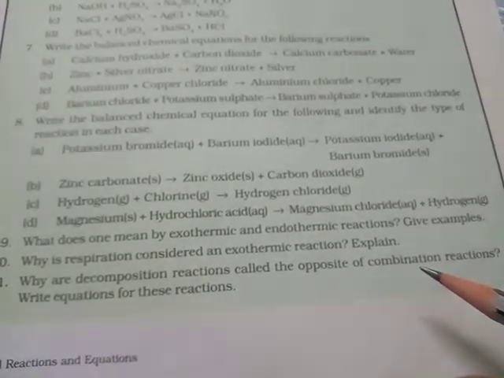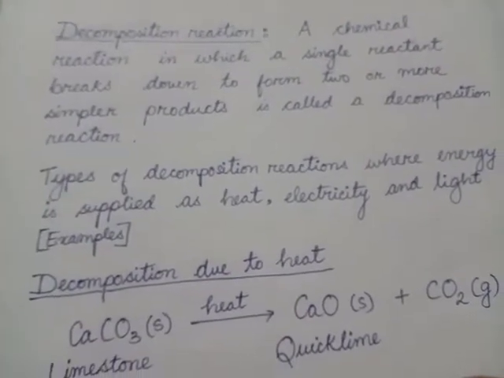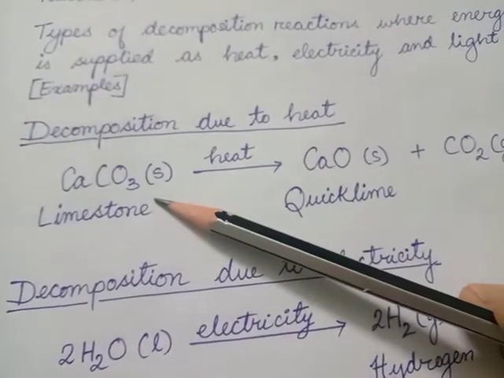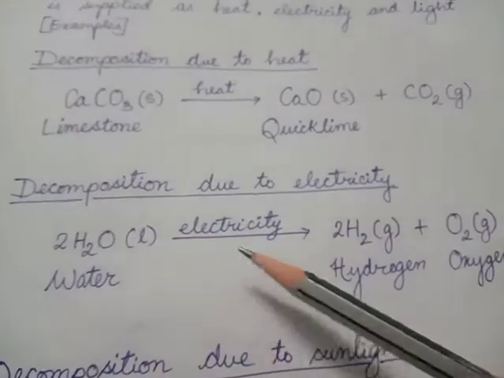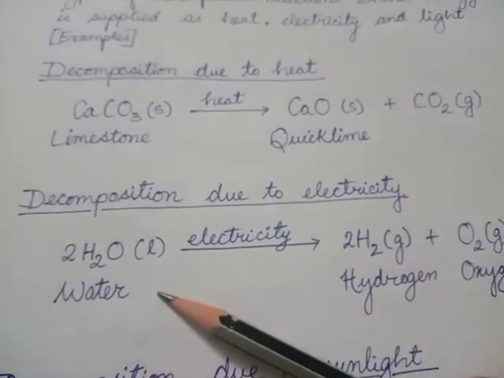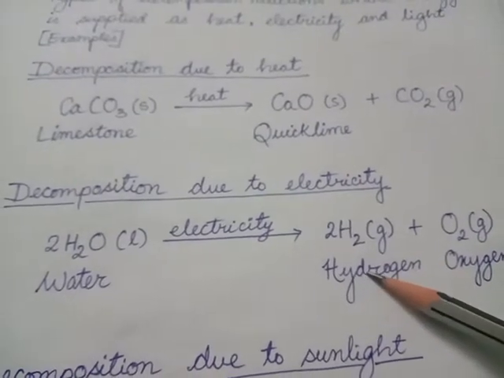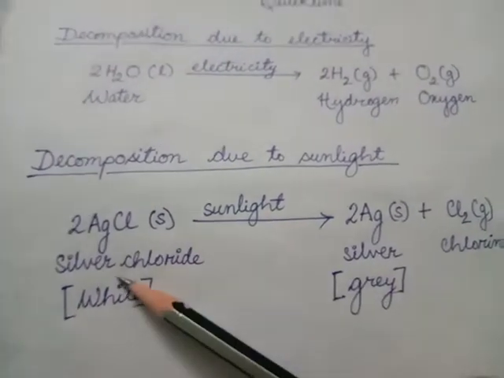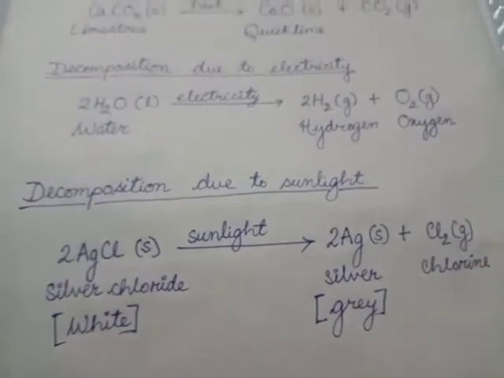Let us look at the examples. These are many examples of decomposition reactions. Decomposition due to heat is the breaking down of calcium carbonate, a single reactant, to form calcium oxide and carbon dioxide. Another example is when electricity is passed through water, a liquid. The water molecules break down to form two products, hydrogen gas and oxygen gas. This is also an example of a decomposition reaction. Then silver chloride, when left under sunlight, undergoes a decomposition reaction to form silver and chlorine. So these are the examples of decomposition reactions.